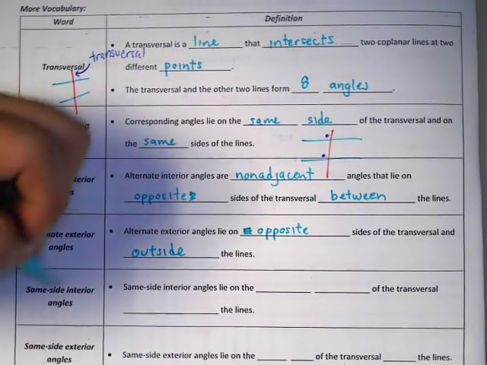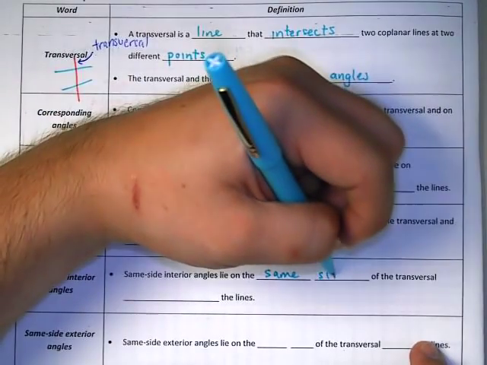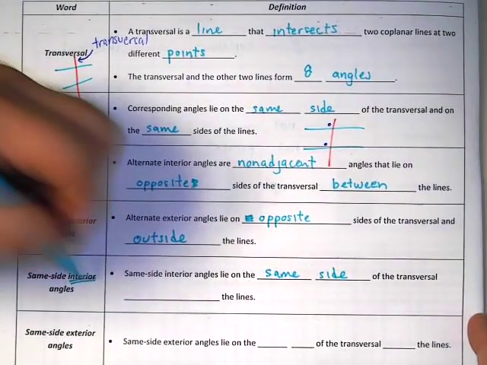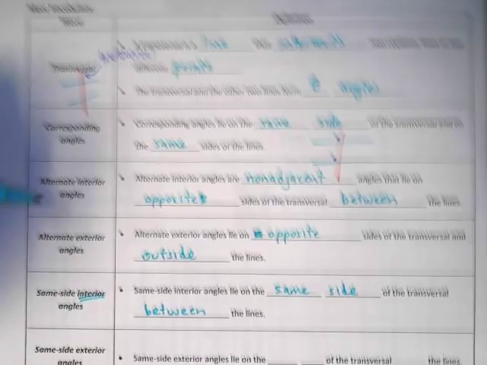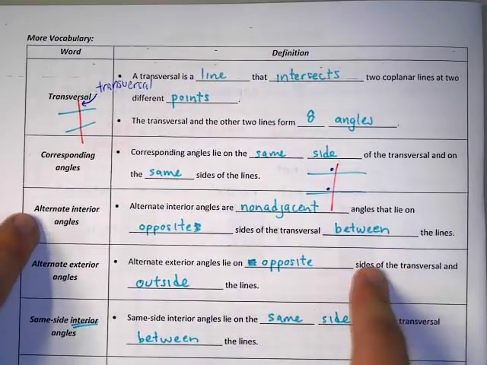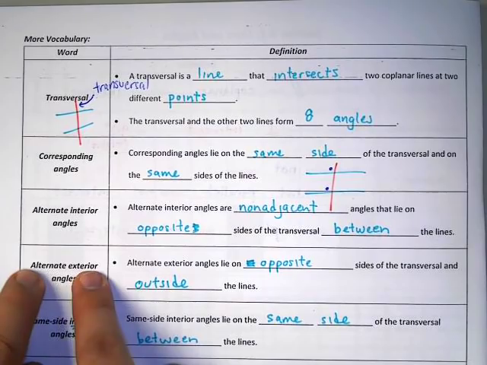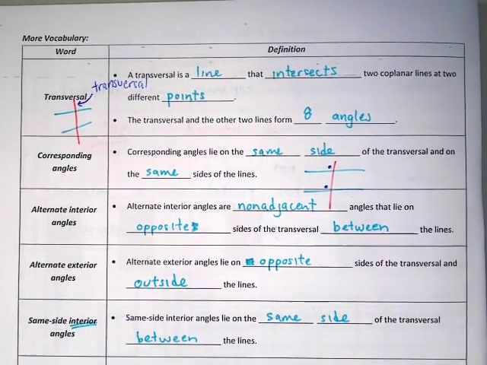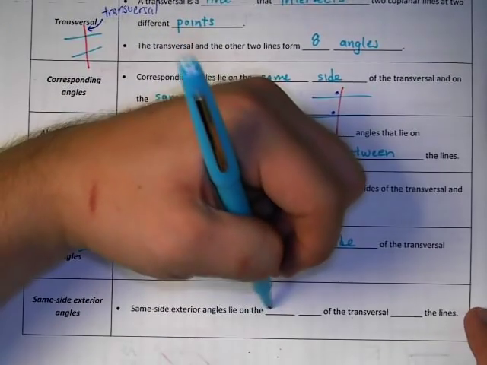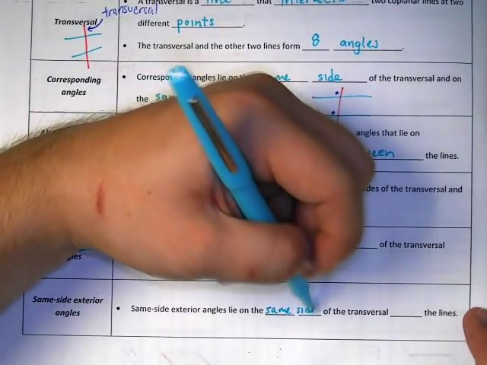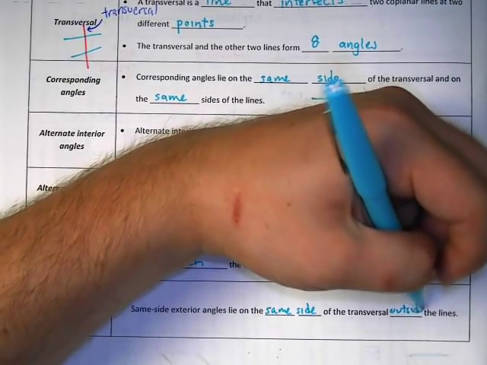Same side interior are kind of what they sound like. Same side interior lie on the same side of the transversal, and interior means between. I don't know if I made that clear up above. Hopefully you guys agree or made that connection. Interior, alternate opposite, interior between. Alternate exterior, opposite outside. So when we do this last one, same side exterior, well, same side exterior lie on the same side of the transversal, but now because it's exterior, we have to be outside the lines.